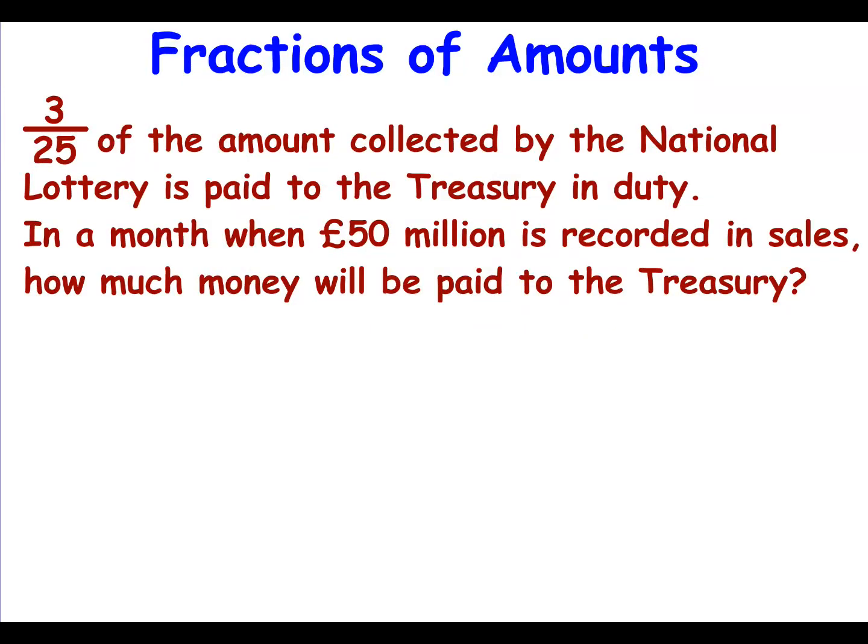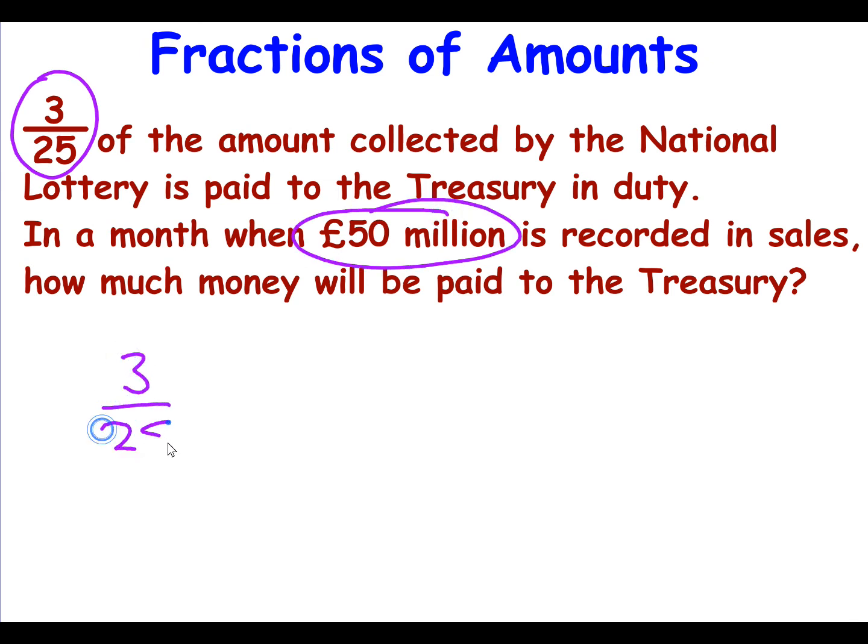Here's another example where 3/25 of the amount collected by the National Lottery is paid to the Treasury in duty. In a month when £50 million is recorded in sales, how much money will be paid to the Treasury? So we know that it's 3/25 of the 50 million.